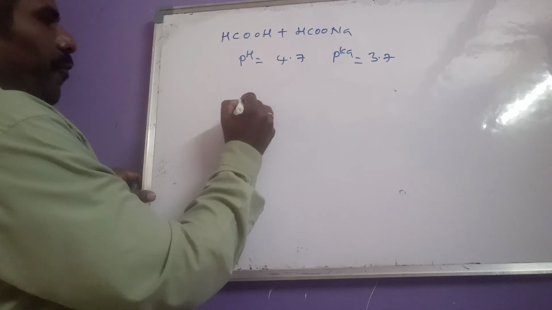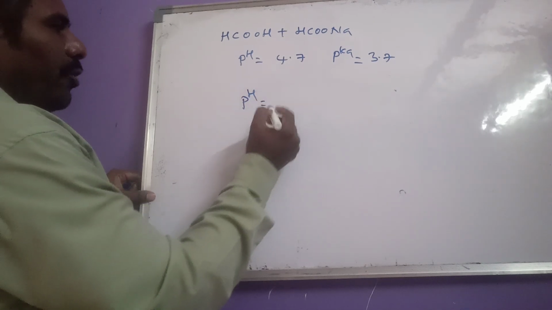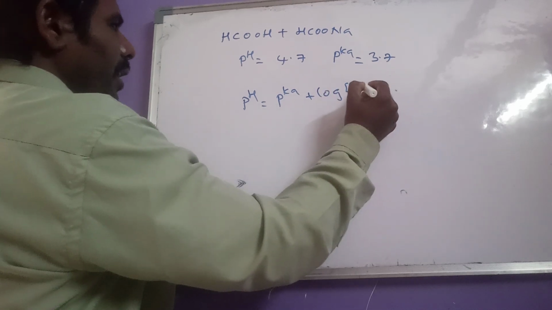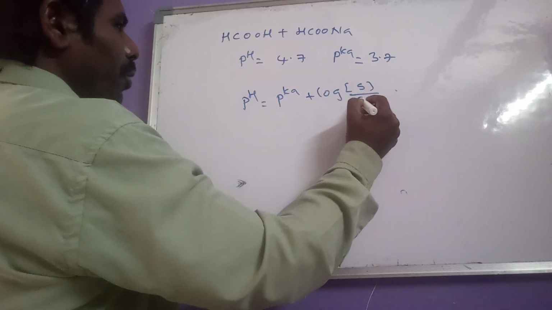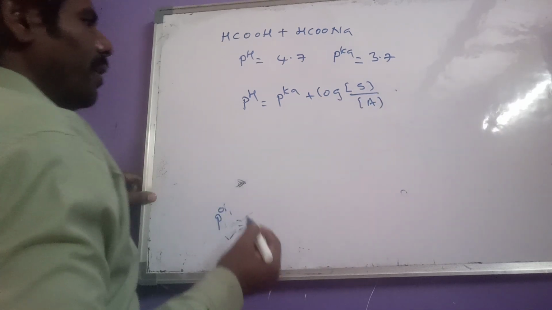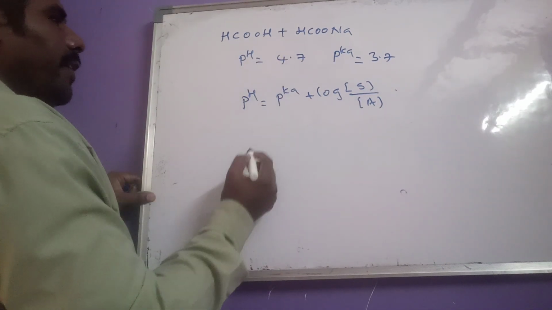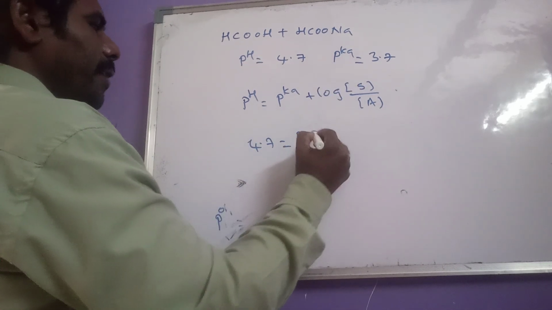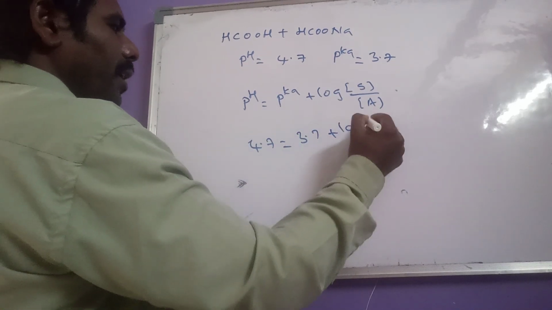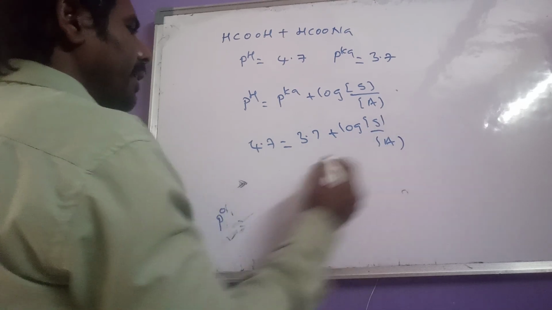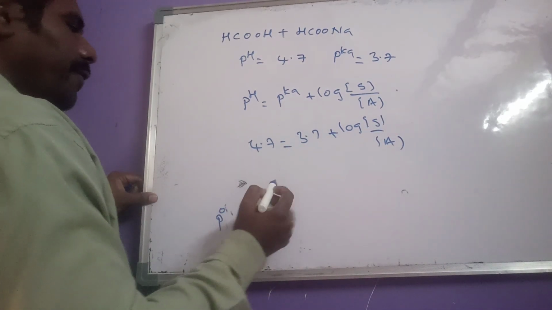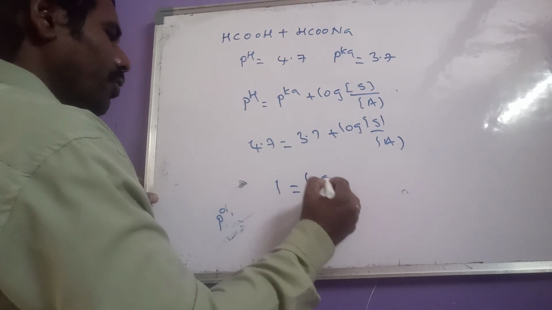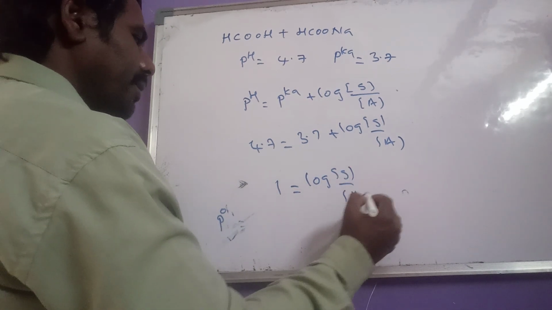Now what is the problem here? That formula we have to use: pH equals pKa plus log salt number of moles by acid number of moles. pH is given as 4.7, pKa 3.7, plus log salt by acid. Bring 3.7 to the left hand side, and we get 1. 1 equals log salt by acid.